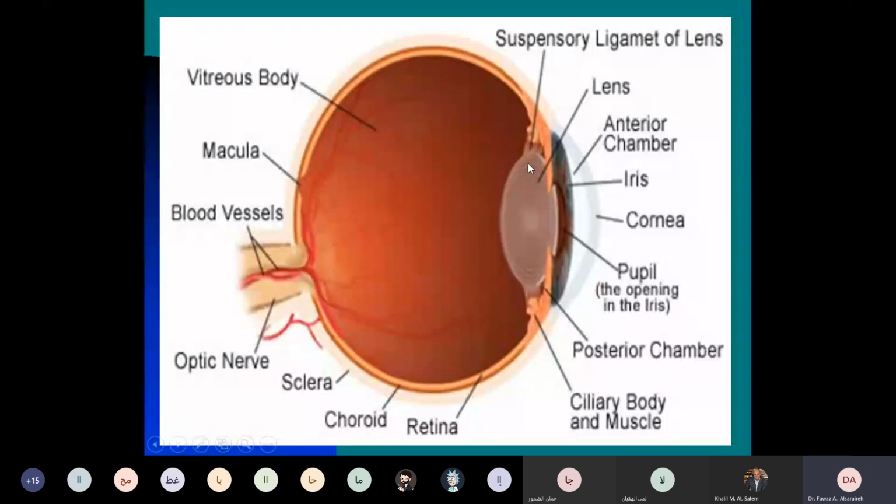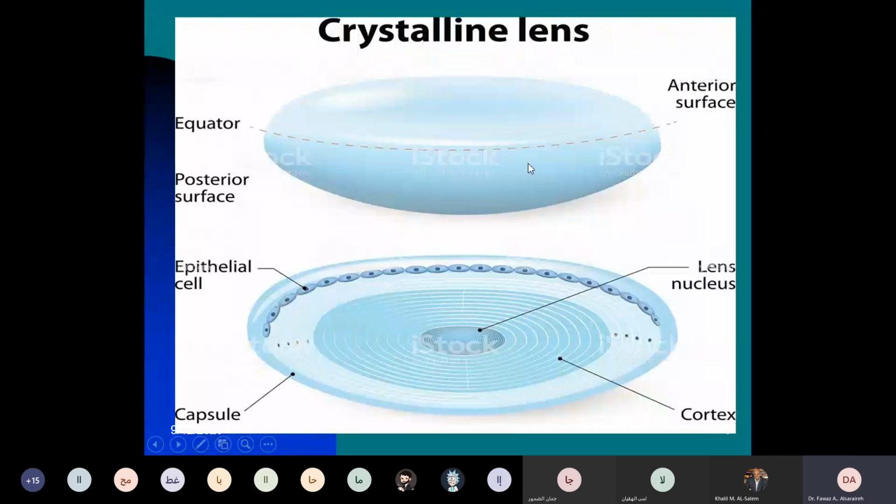A lens embryologically is of a surface ectoderm origin. لذلك برضو في كثير من diseases that are affecting the skin, they might also affect the lens itself. A lens is comprised, يعني نقدر نتخيلها as a bag which is comprised of the capsule outside, وفي عندنا nucleus in the inner side here, and we have a cortical lens matter surrounding the nucleus here.